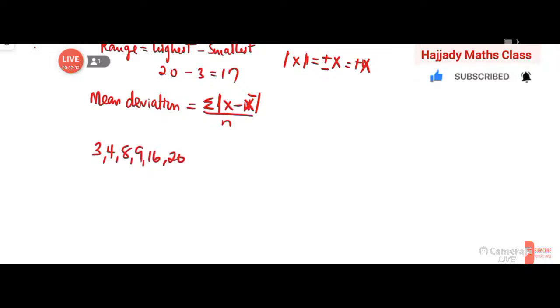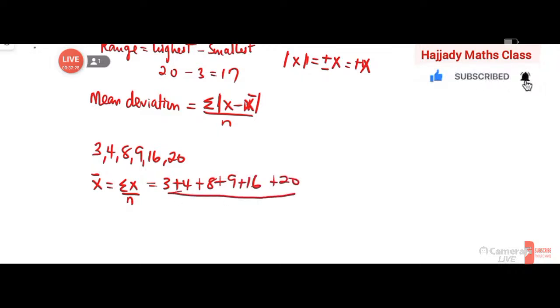The first thing for us to do is to calculate the mean. And in our previous video, we talked about that. Don't forget that the formula for calculating mean, which is x bar, is the same thing as the summation of x over n. That means all these observations must be added together. So we are going to have 3 plus 4 plus 8 plus 9 plus 16 plus 20, everything over how many observations? 1, 2, 3, 4, 5, 6. We have 6 altogether.